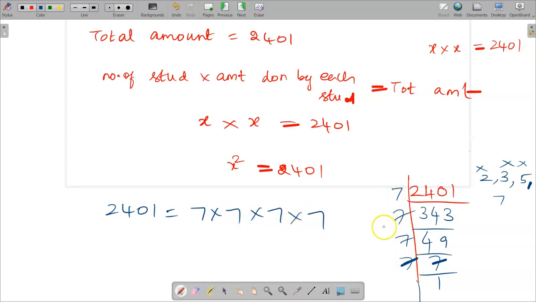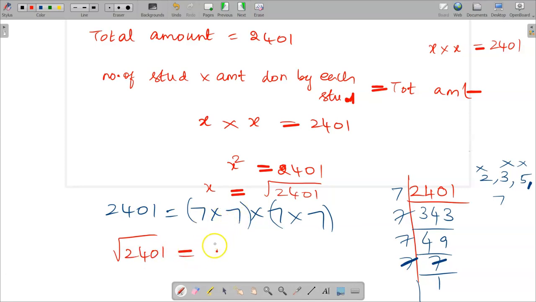What are all the numbers we have obtained here? Take the numbers as pairs. What I have to do is find X from this number. In order to find X, I have to find the square root of 2401. 2401 is nothing but 7 into 7 into 7 into 7. So the square root of 2401 is nothing but from here I can take 7, and from here I can take 7. So 7 7s are 49.